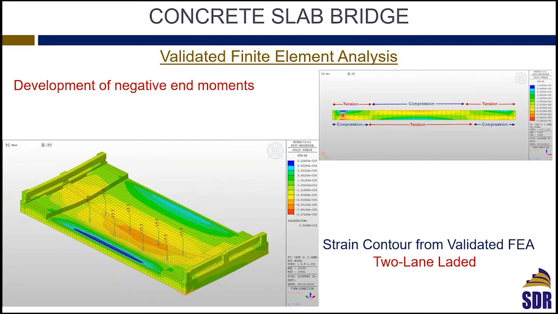And here's one of the explanations: you assume this slab is behaving as a simply supported span. In fact, you are developing negative moment at the end, as you can see from the strains from the finite element, which matches with what we measured in the field. So the development of negative end moments helps you reduce your positive moment at midspan.